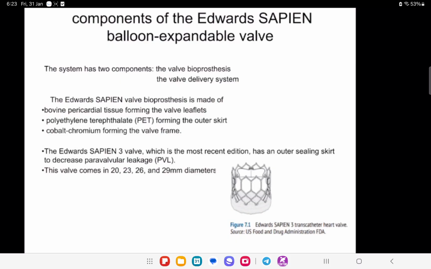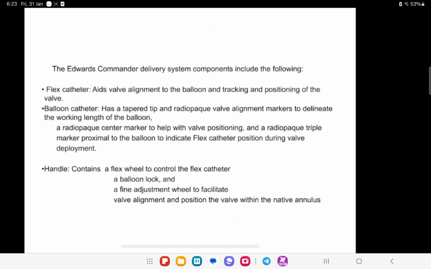The Edwards Sapien 3 valve, which is the most recent addition, has an outer sealing skirt to decrease paravalvular leakage. This comes in sizes of 20, 23, 26, and 29 mm.